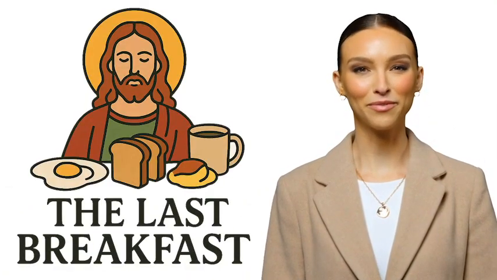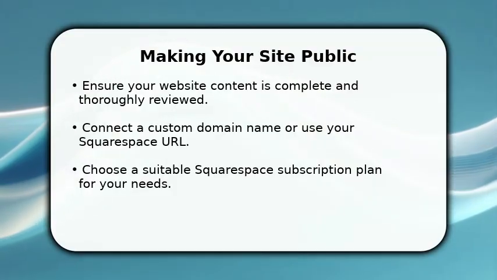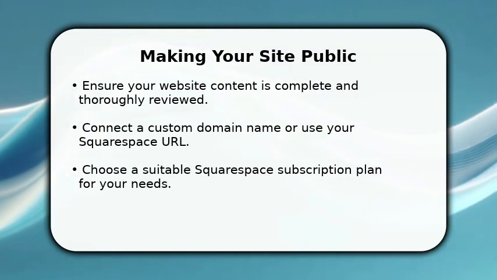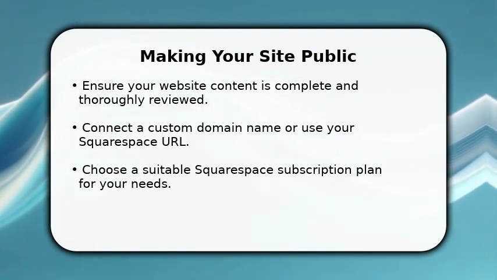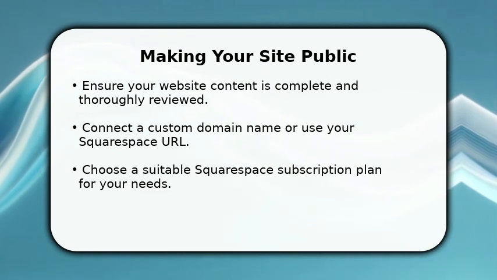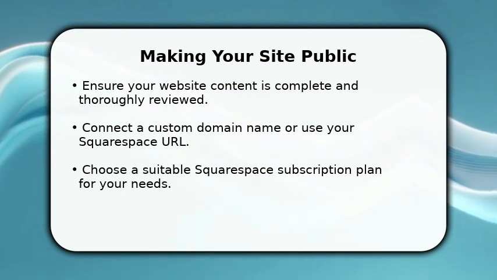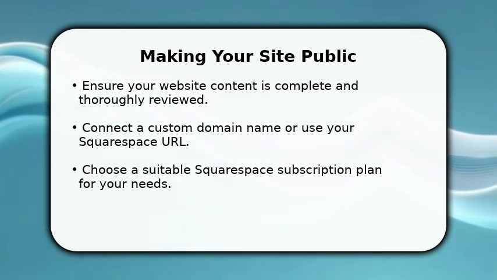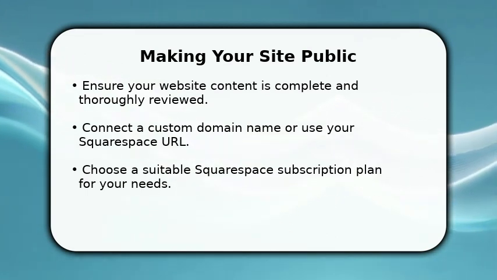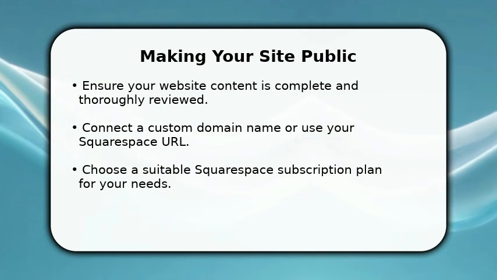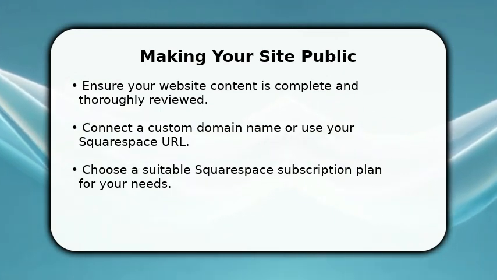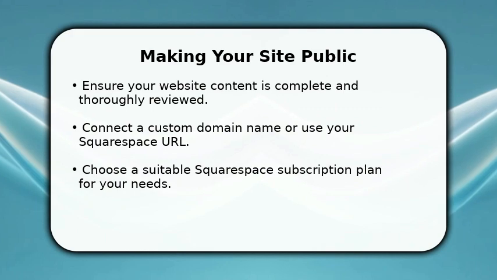Please enjoy the video. In this video, I will explain how to make your website public on Squarespace. First, ensure all your content is finalized and reviewed. Next, connect your custom domain or prepare to use your Squarespace URL. Finally, select a Squarespace subscription plan that fits your website's requirements, as a paid plan is necessary for public visibility. These initial steps are crucial before going live.